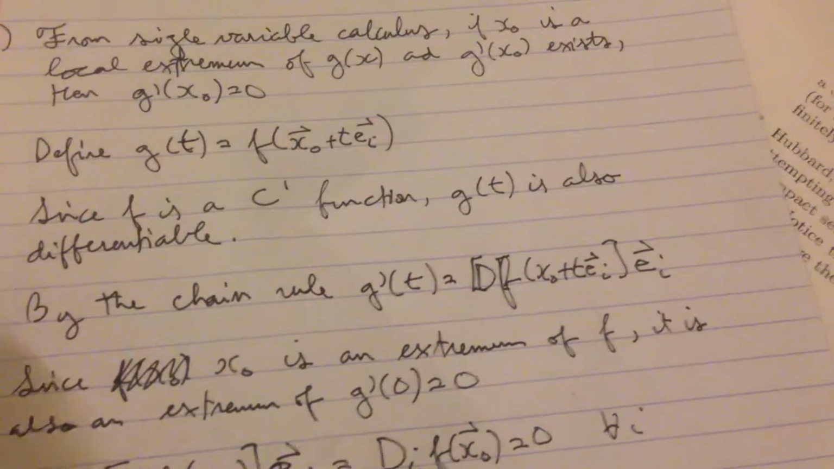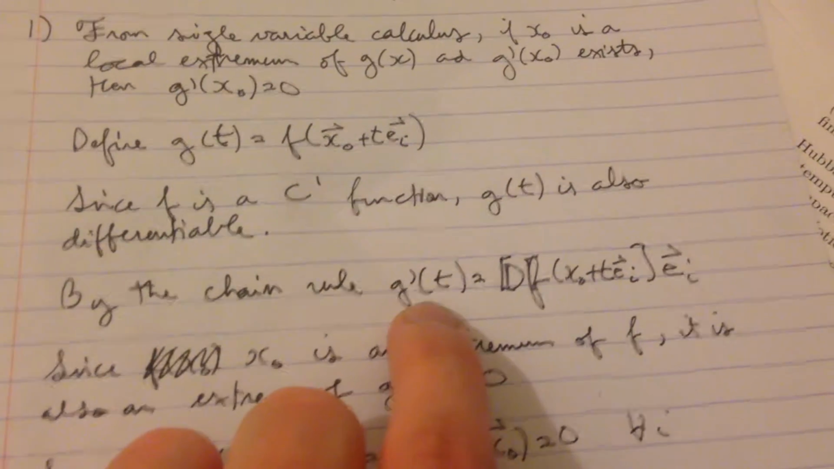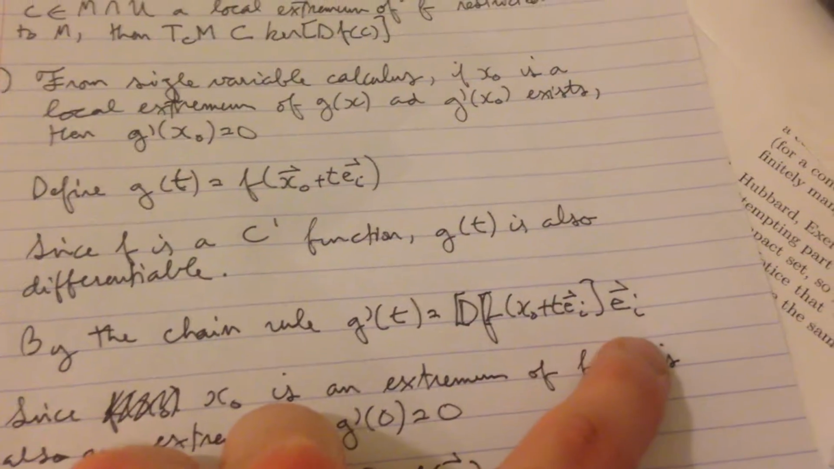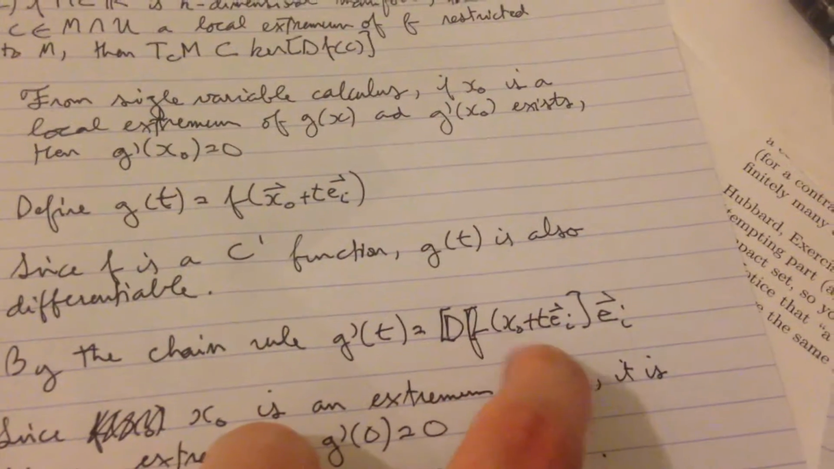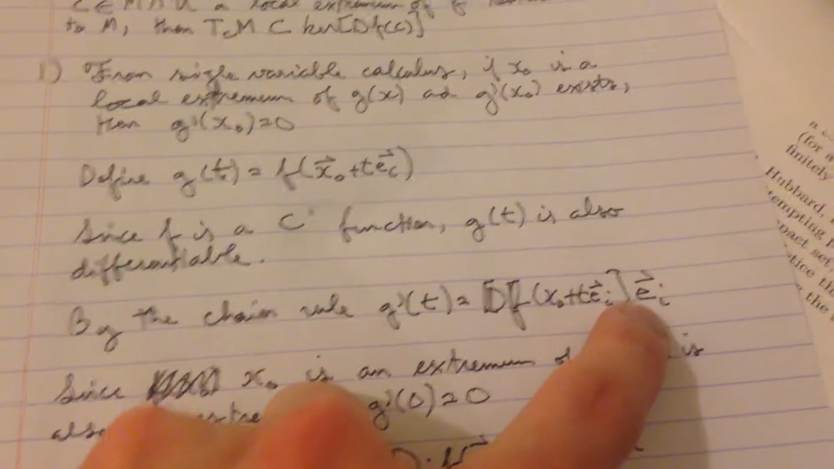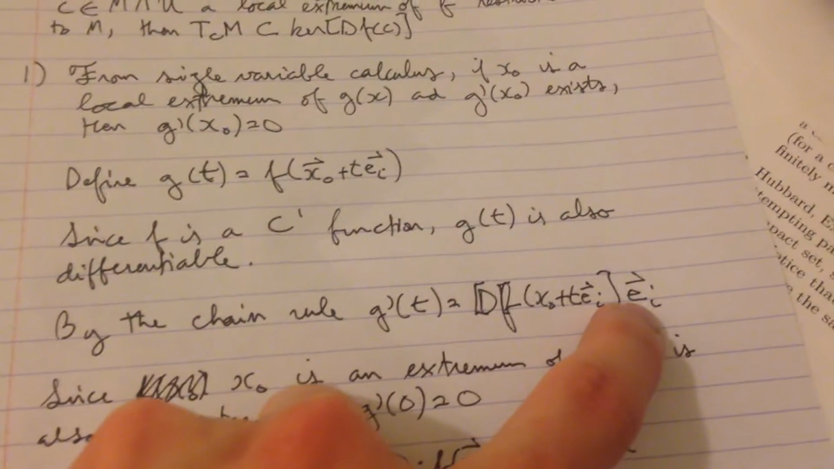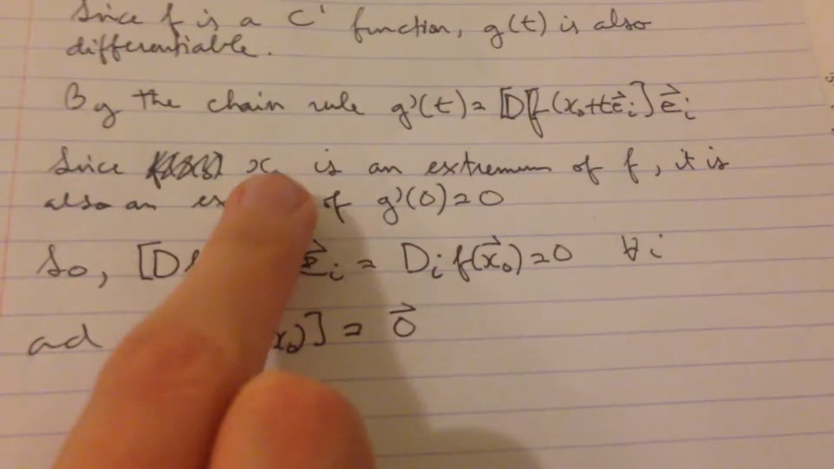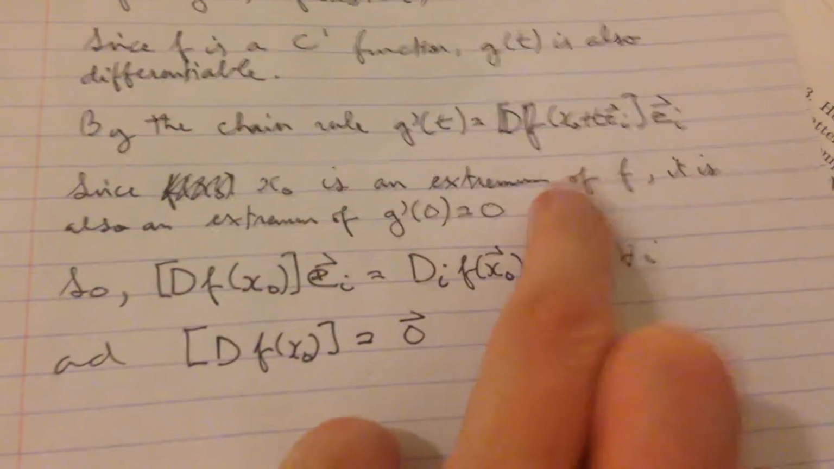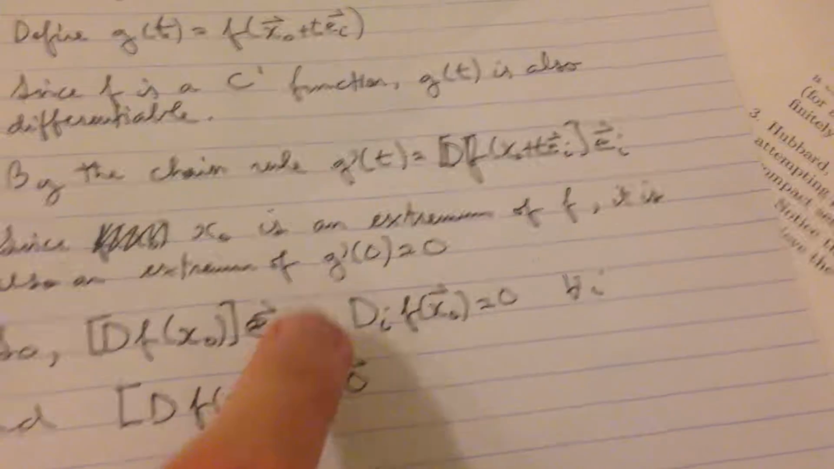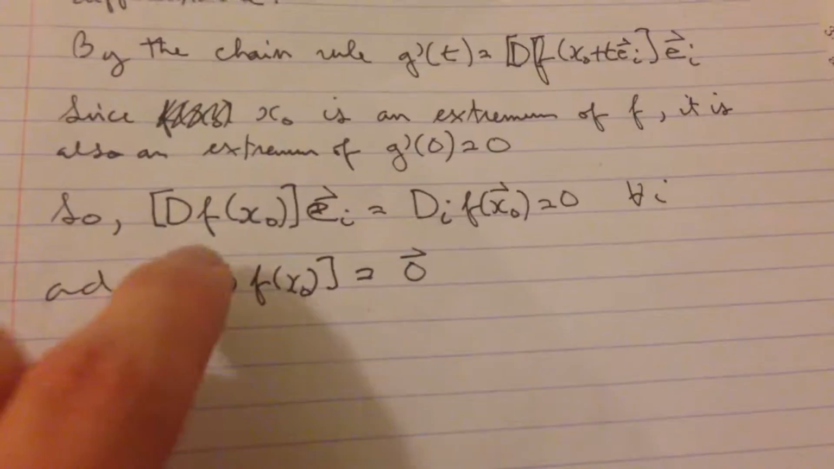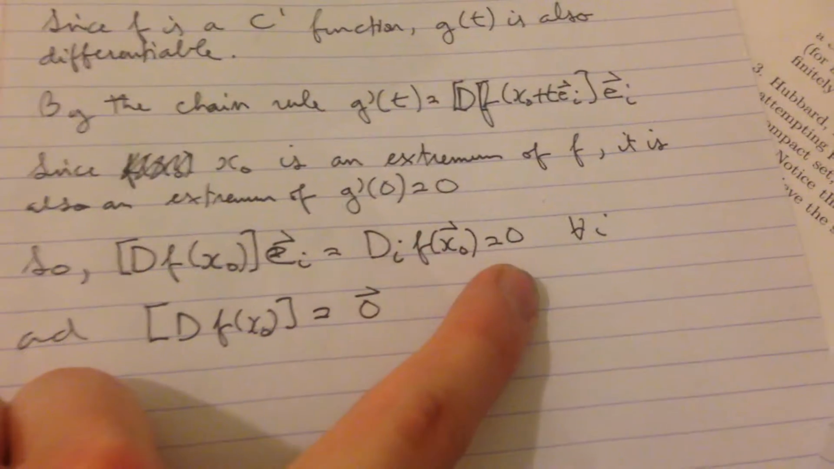And more generally by the chain rule, we have that the derivative of g with respect to t is equal to the derivative of this function with respect to t. So derivative of the outside times the derivative of the inside, and for t times e sub i, the derivative of that is just equal to e sub i, the ith elementary vector. And so we know that since x sub 0 is an extremum of f, it's also an extremum of g, so the derivative evaluated at t equals 0 must vanish. And so we have to have the case that this holds.